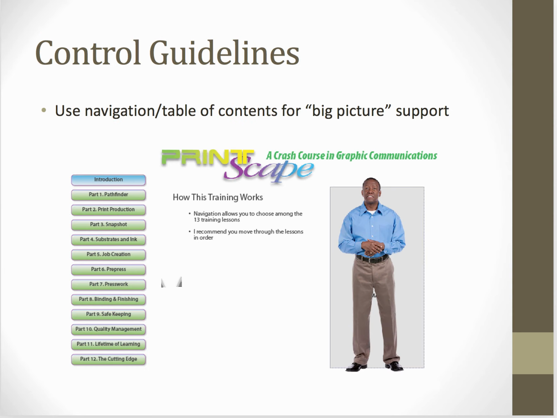Here's another example showing the different segments of content on a table of contents, and the learner has control to jump from segment to segment, and they aren't forced to do it in a particular order. Now, they could be forced to do it. It is how the e-learning ends up being designed.